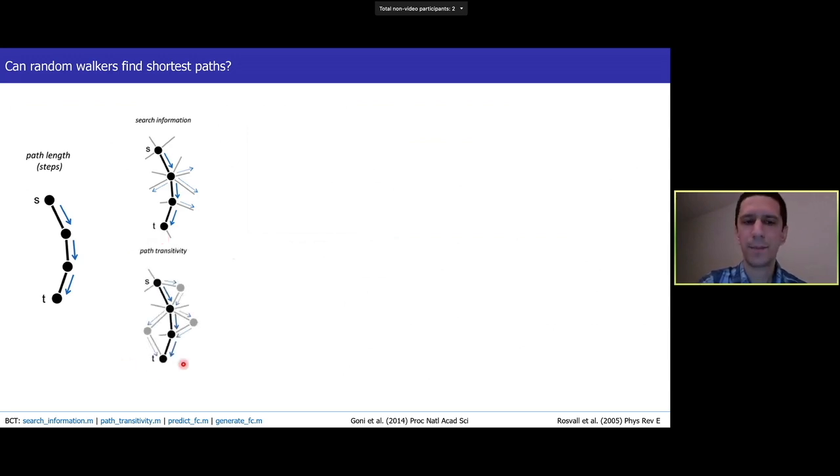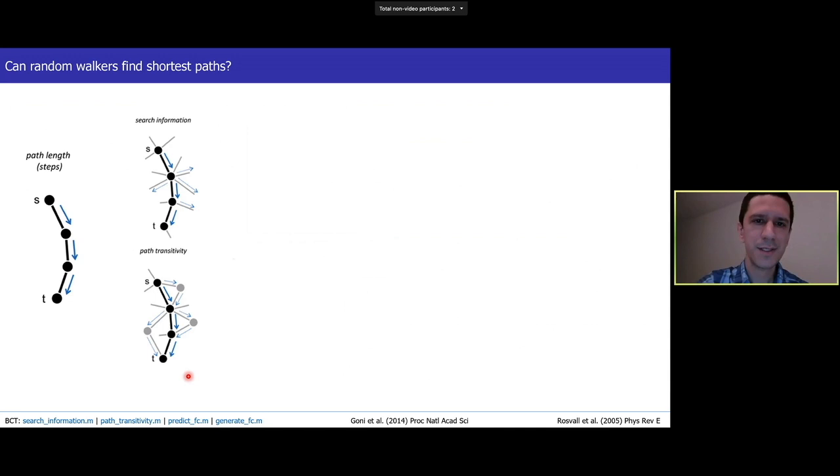A related statistic is path transitivity. With path transitivity, we are counting how many transitive closures there exist along our shortest path. In other words, how many triangles there are. Because if there are a lot of triangles, that means that even if our random walker were to leave the shortest path, they could still get back on the shortest path because of these triangles. So in biological terms, it's a measure of how much the architecture helps you to preserve the signal and potentially amplify the signal as you go from source to target.